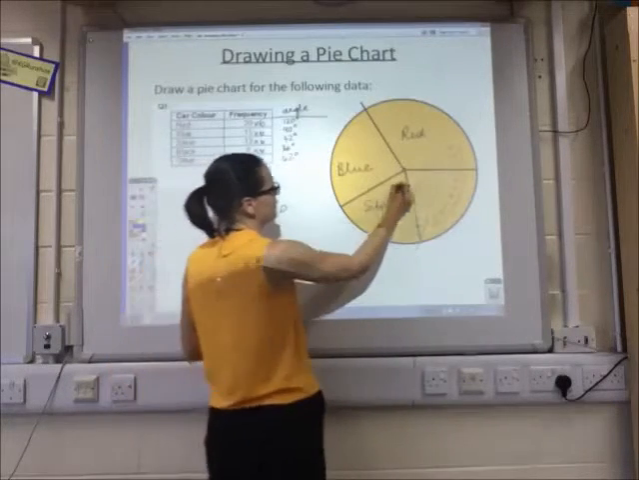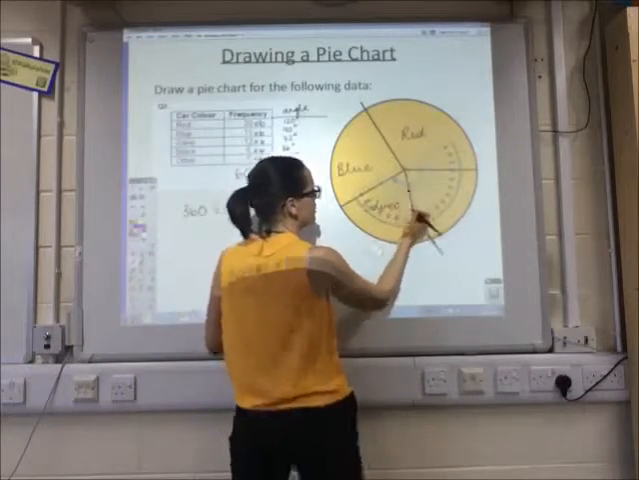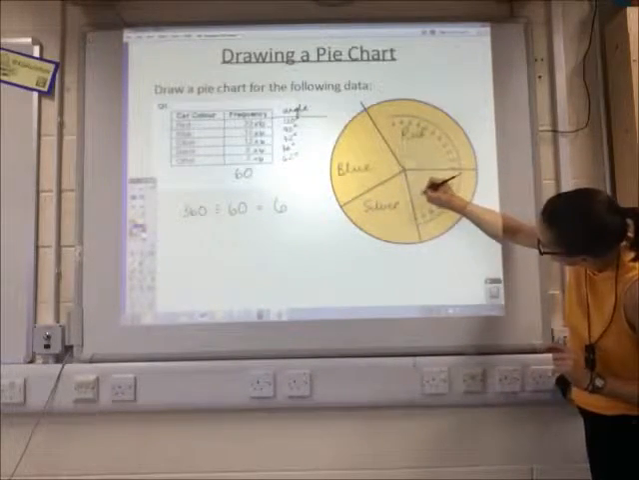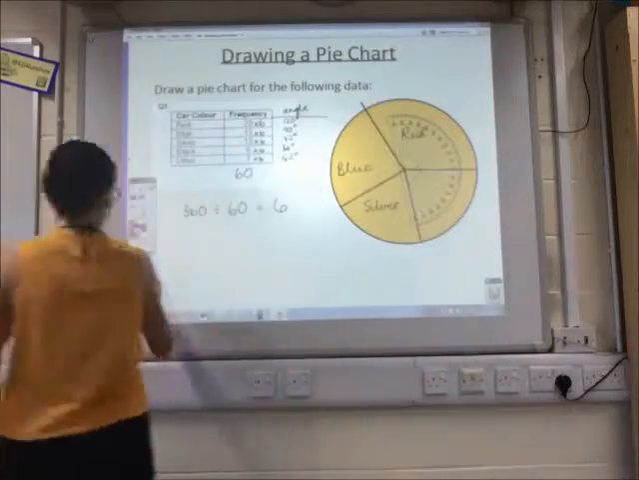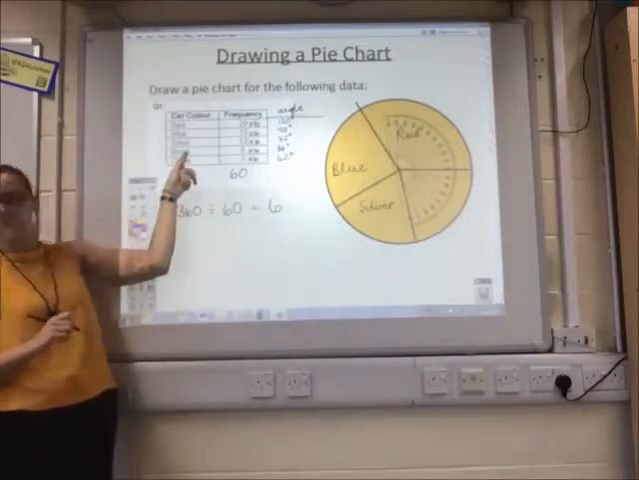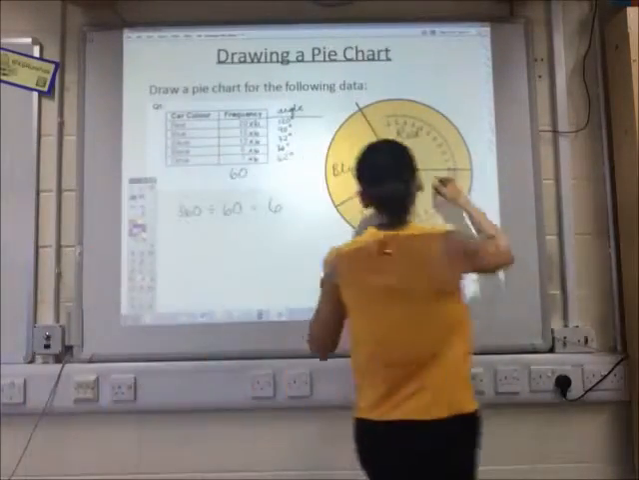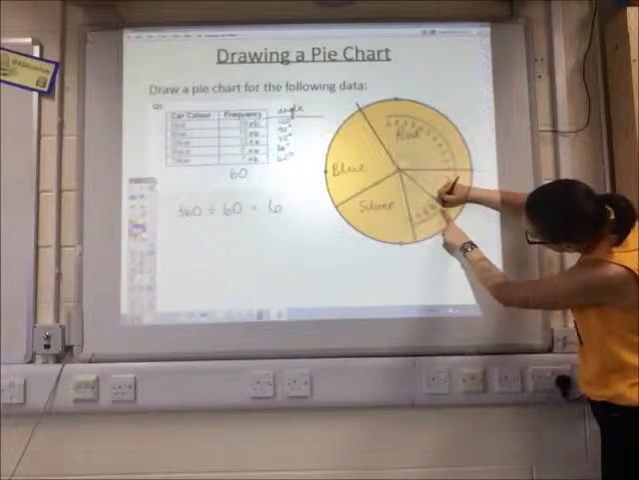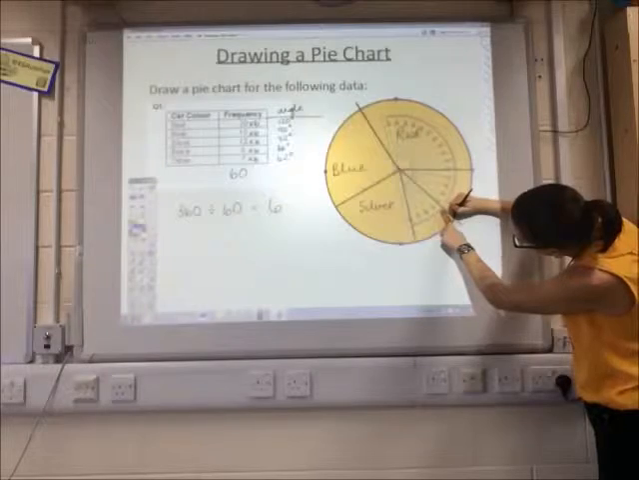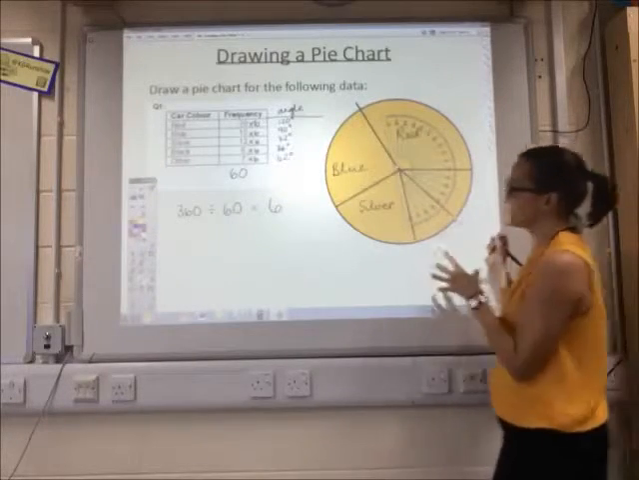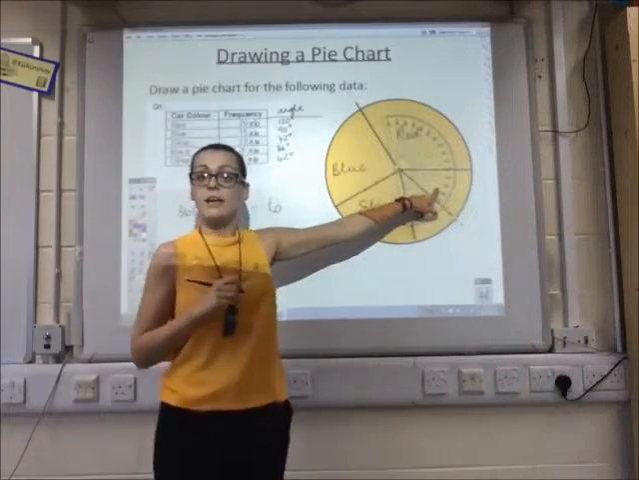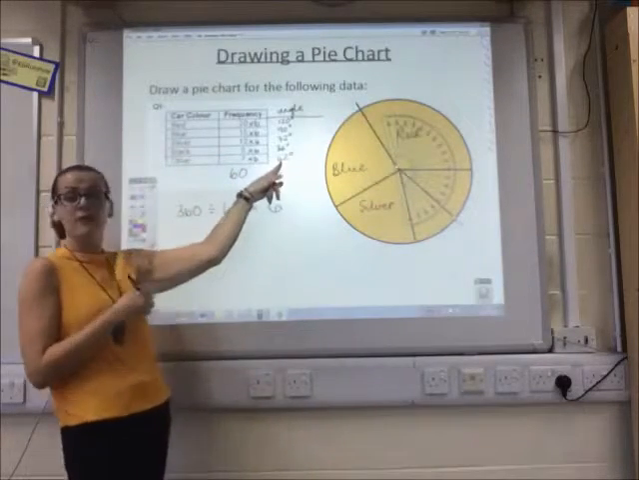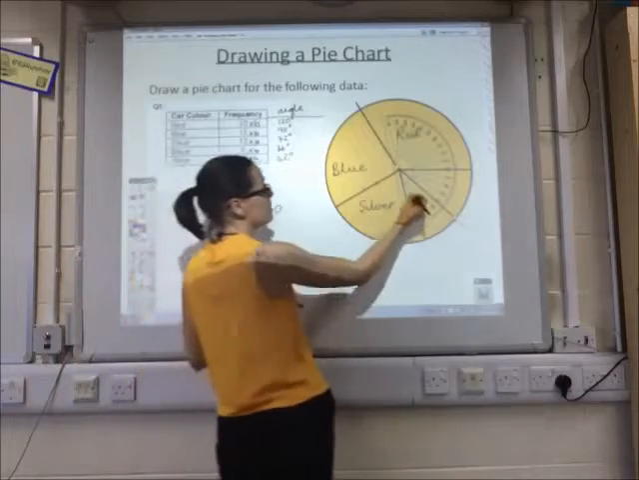Two more to go. The next one, rotate the protractor, line it up with the line that I just drew. The next one is going to be 36 degrees for the black cars. So let's go around to 36 degrees, just down there. And if I've done this right, the section that I've got left over will already be the right size. So let's just check I've done it right if that section's 42 degrees.